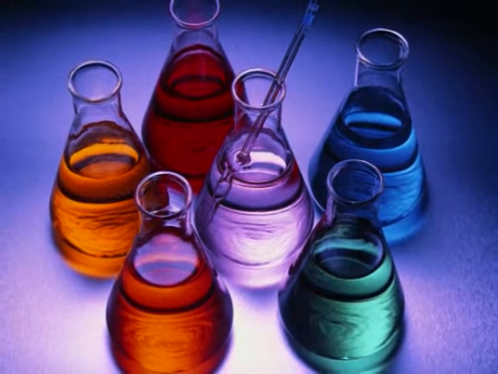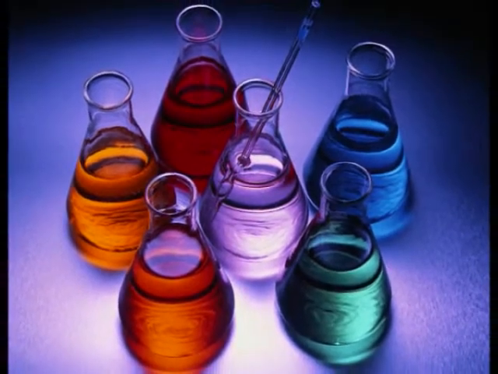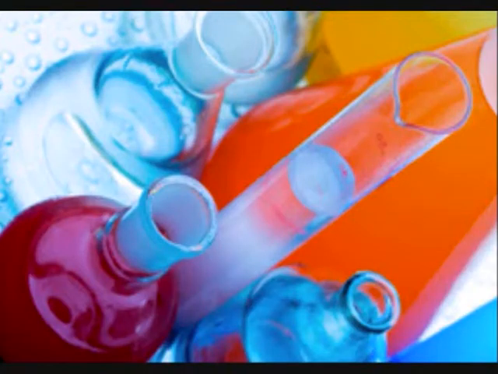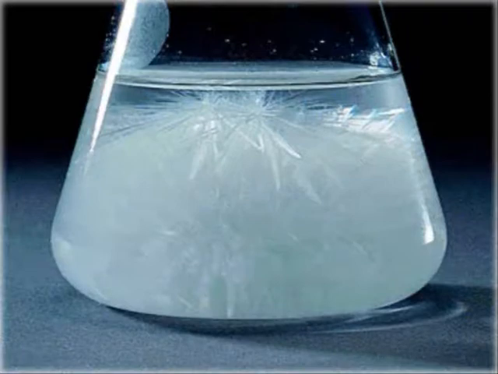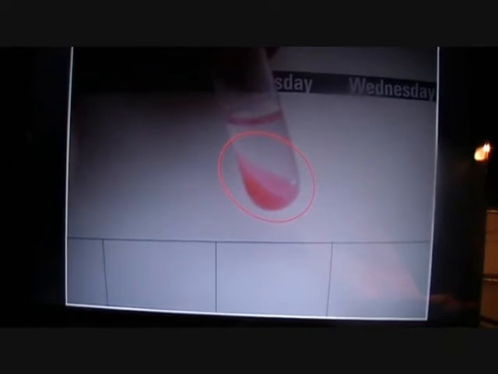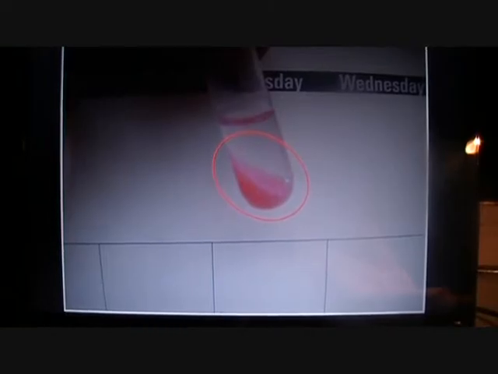Solutions are called homogeneous mixtures because they are evenly distributed and appear as one complete phase. But how can we explain what happens in some of these mixtures when two phases start to become evident? In this image, indicated by the red circle, is a mixture between two solutions creating pink precipitate.